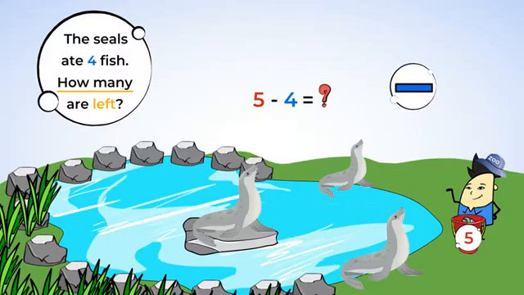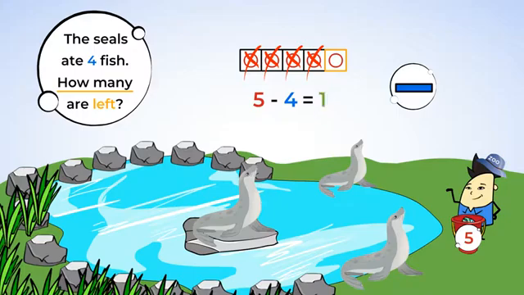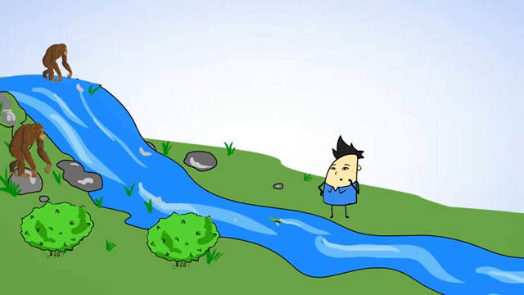Now, we can subtract. Let's use the 5 frame again. Here's the 5 frame. Now we need 5 circles for the 5 fish. So that means the 5 frame is full. Now, 4 fish were eaten. So we can take away 4 of the circles, or cross them out. How many circles are left? Just 1. That means that there is only 1 fish left for the seal to eat, because 5 minus 4 equals 1. Let's write that down. Great job!